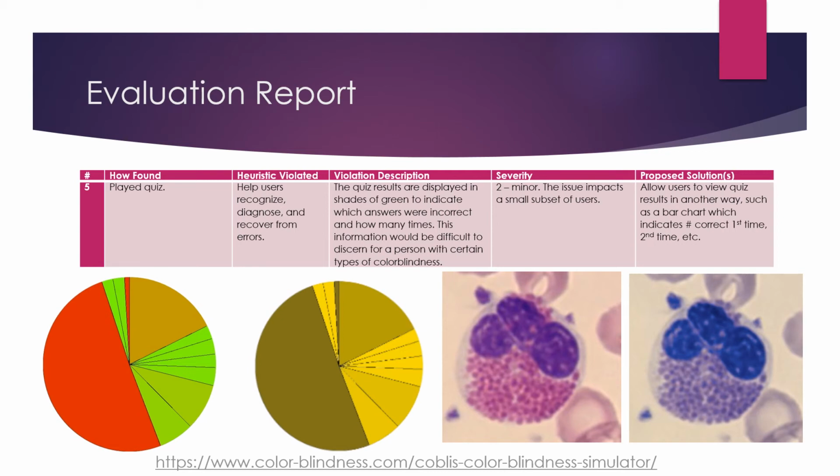And again, just to show you why this is, if you take a look, this is our eosinophil that's got these bright pink granules. If you look at the one on the right, which is through that color blindness filter, they look purple, and you could misidentify that cell type if you are colorblind. It's not a function of the app, but this is my rationale for saying this is a minor issue. I do think within the quiz, it could show you a bar chart instead of the pie chart and maybe show you the number that you got correct versus 1, 2, or 3 incorrect tries.